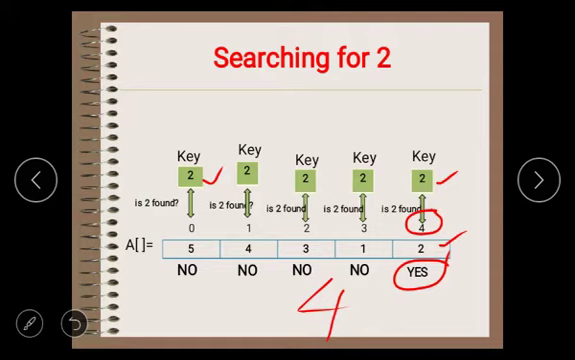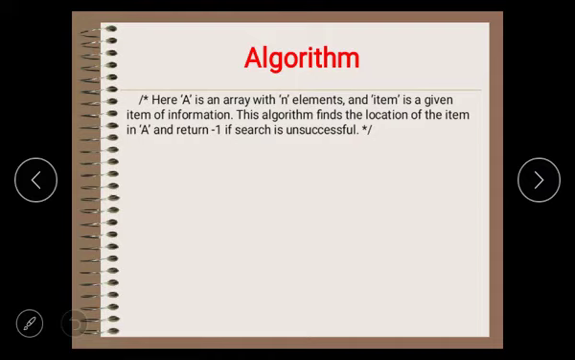Now we will see the linear search algorithm first. Here A is an array which has n elements, with an item. The item is nothing but the key element, that is the search element which we are looking for.